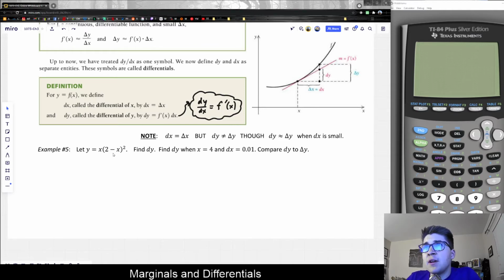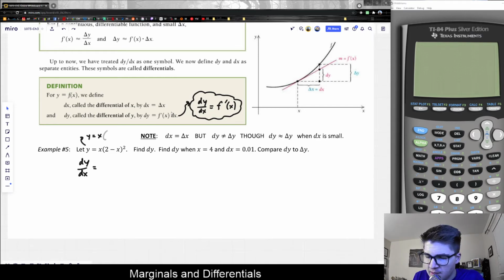But basically, if I wanted to find dy, I could just use this formula, or I could just figure out what dy/dx is, and then multiply through by dx. Either way is fine, but let's start by finding the derivative. Here, I could use the product rule, or I could multiply it out.